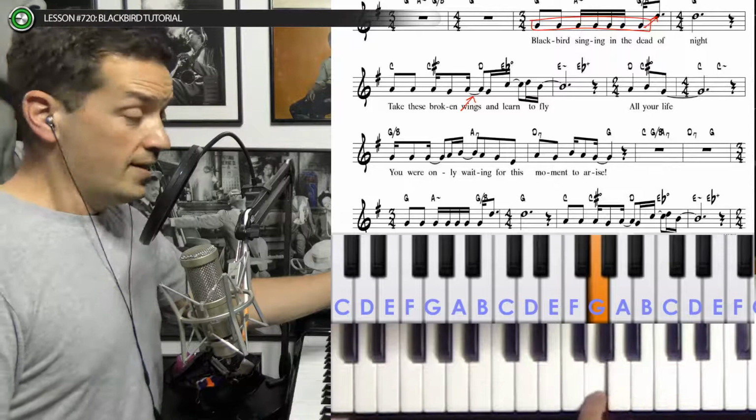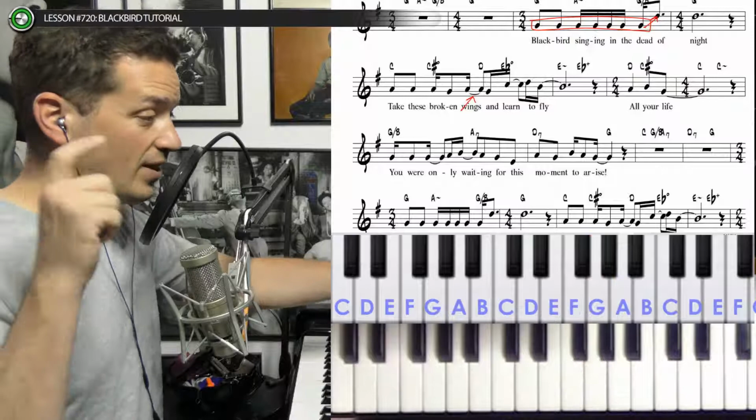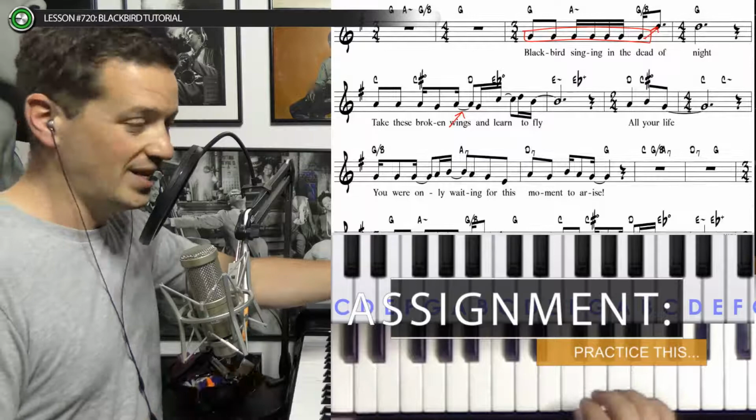So if that's all you practice this week, that might be your entire assignment, is just getting down that first chunk, the first A section of this song, just to memorize those notes and be able to say out loud those notes. Let's try them again.